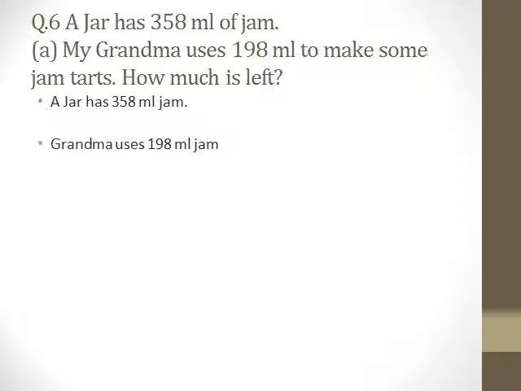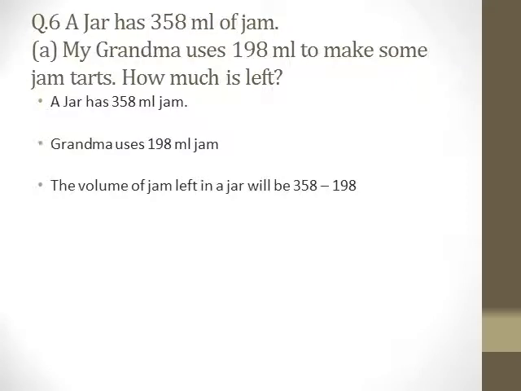Let's suppose I have 5 chocolates and I ate 2 chocolates, how much is left? It's very easy, 3 chocolates, because from 5 I ate 2 of them. So what I will do here is subtract 2 from 5. When I subtract 2 from 5, I get the answer 3. Same here: the jar has a total of 358 milliliter and grandma used 198 milliliter. So what I do is subtract here.